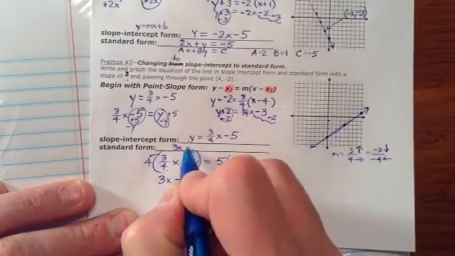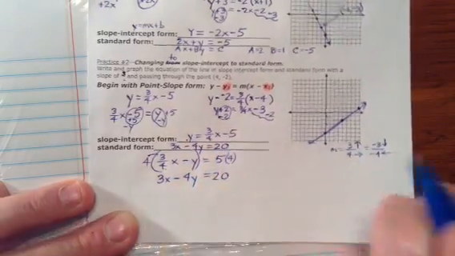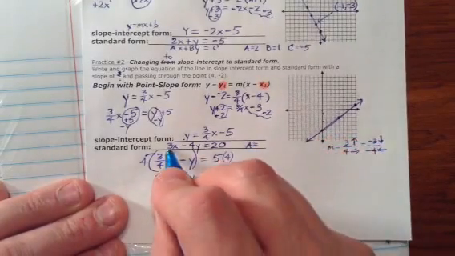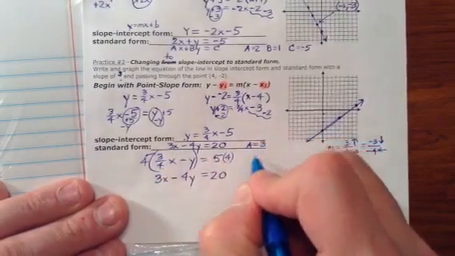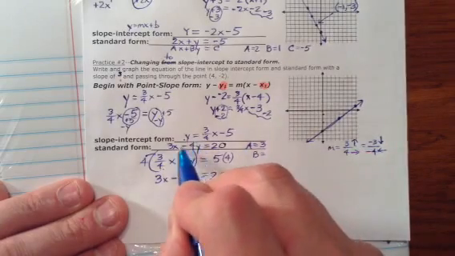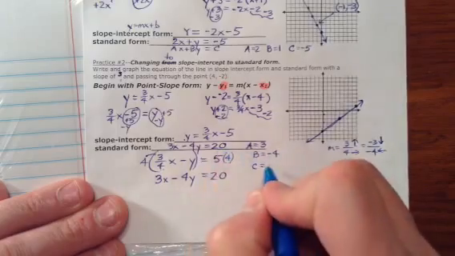Standard form: 3x minus 4y is equal to 20. And again, A is what? The coefficient of x, A is 3. B is the coefficient of y, that's what kind of 4? Negative 4. And C is 20.